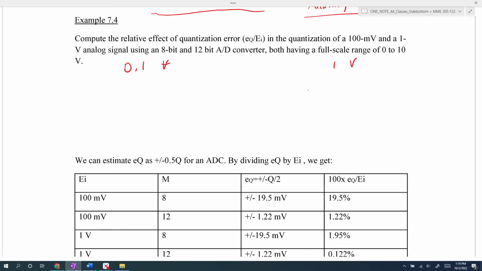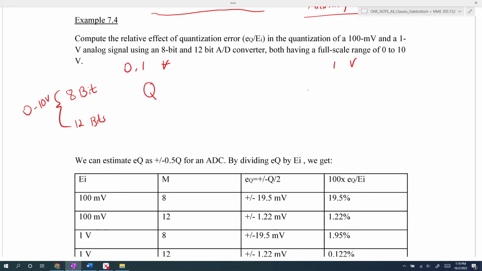For each of these different cases, we're going to use an analog to digital converter. One analog to digital converter will have 8 bits, and the other converter will have 12 bits. In both cases, the range of the analog to digital converter is between 0 to 10 volts, so they can both measure a signal between 0 to 10 volts.